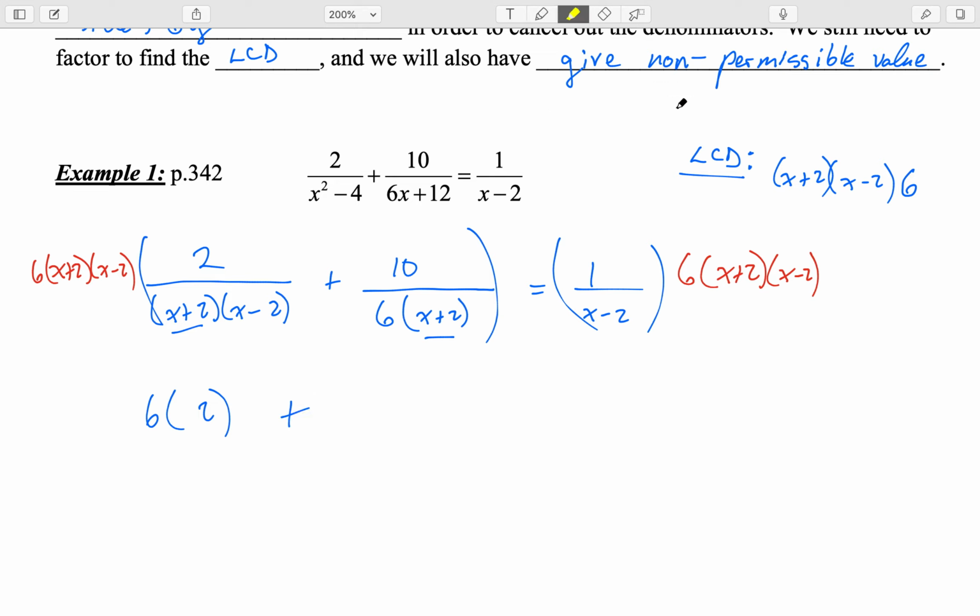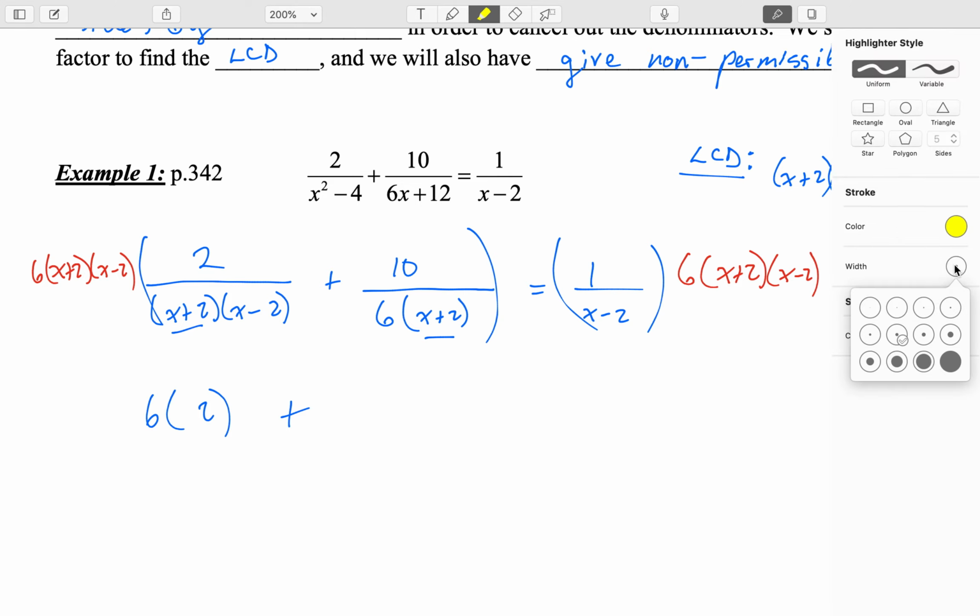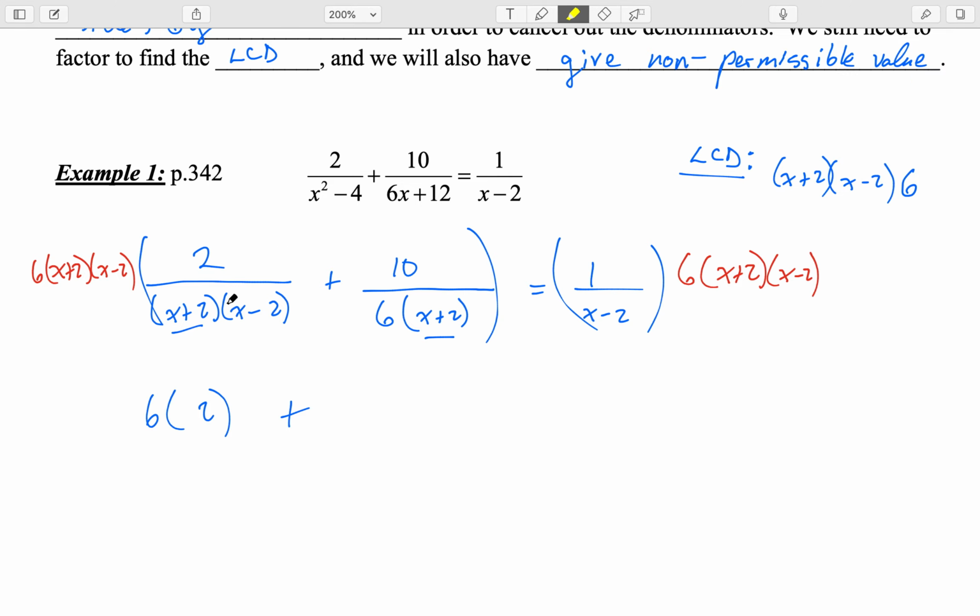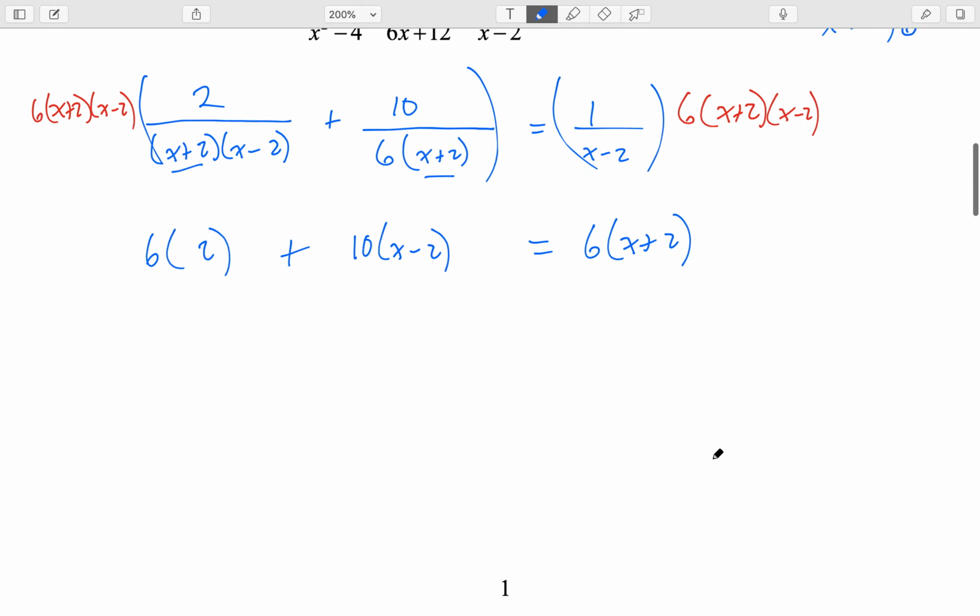Now when I do it here, let's make this bigger. When I multiply here, the x plus 2 cancels, the 6 cancels. However, the x minus 2 is still multiplied by 10, right? So I'm going to get 10 times x minus 2. What happens over here? The x minus 2 cancels, but it's still 1 times 6 times x plus 2, so it's going to be 6 times x plus 2. Done. That's a way easier equation to solve.